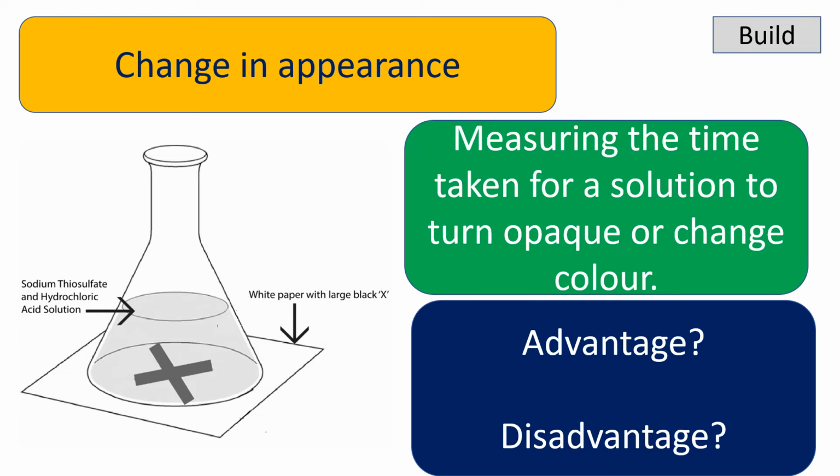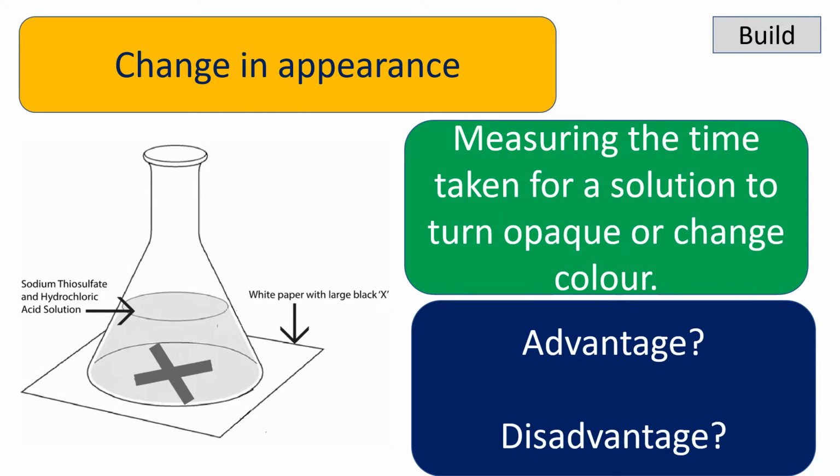The change in appearance. Okay, so the classic example here is the sodium thiosulfate and the hydrochloric acid, and what happens is it starts off as a clear liquid, and then as more and more product is made, there is a solid product made in there, it's making sulfur, and the clear liquid goes from clear to cloudy, and eventually, if you're looking from above, that cross is going to disappear. So you draw a cross on the paper underneath, and then you measure how long it takes for that cross to disappear, because the solution has gone opaque, it's gone cloudy.